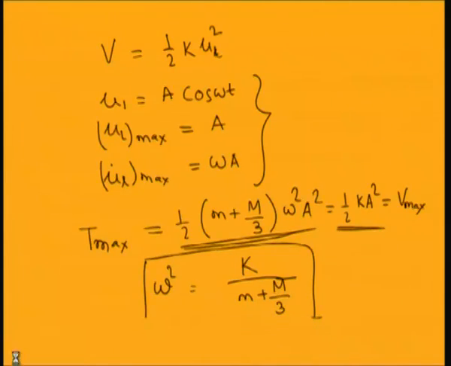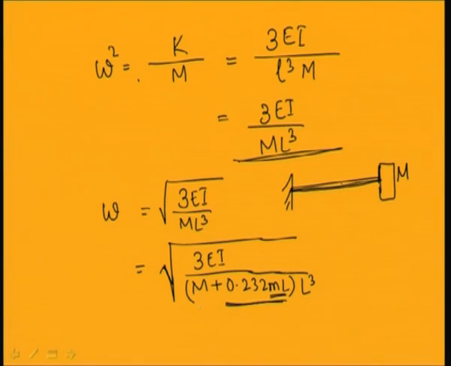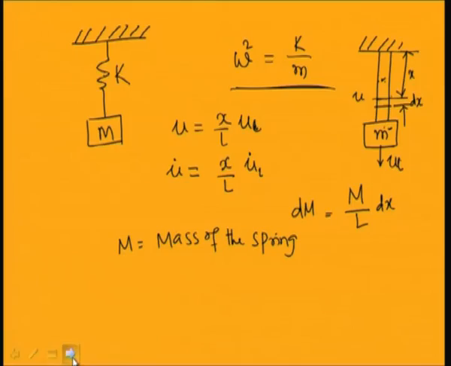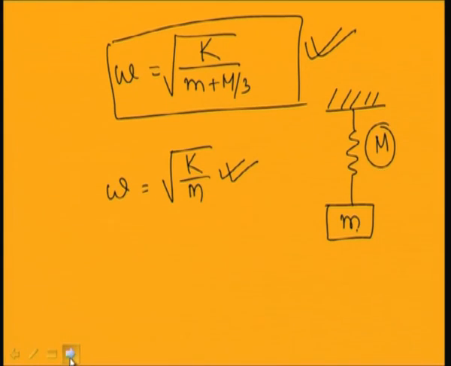Similarly, in the case of the cantilever beam, we have already derived that if you consider the mass of the beam, then a factor of 0.232 is to be added to the mass at the tip. This can be considered as the effective mass of the system. So the effective mass, when you consider the mass of the beam, will be equal to m plus 0.232 times the mass of the beam. Similarly, in the case of the spring, when we consider the mass of the spring, it will become 1/3 of the mass of the spring.